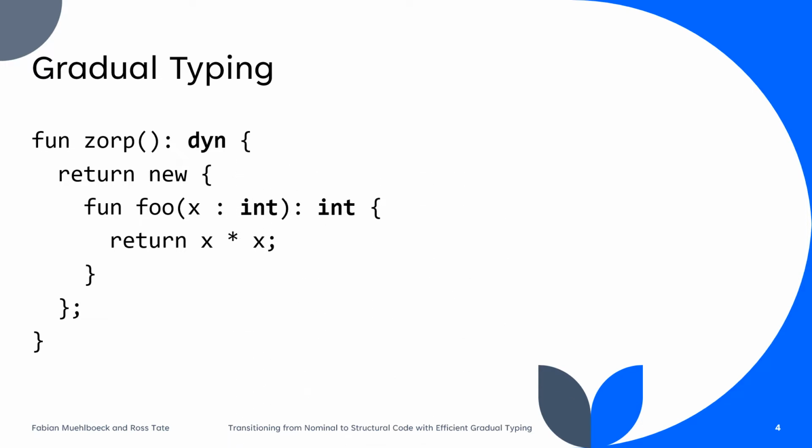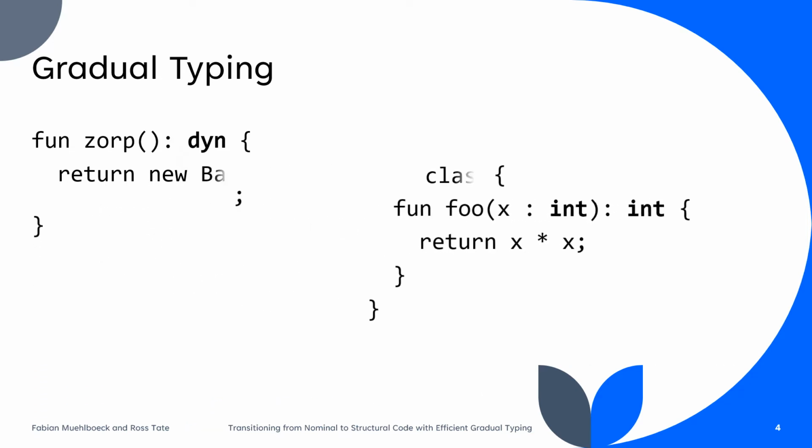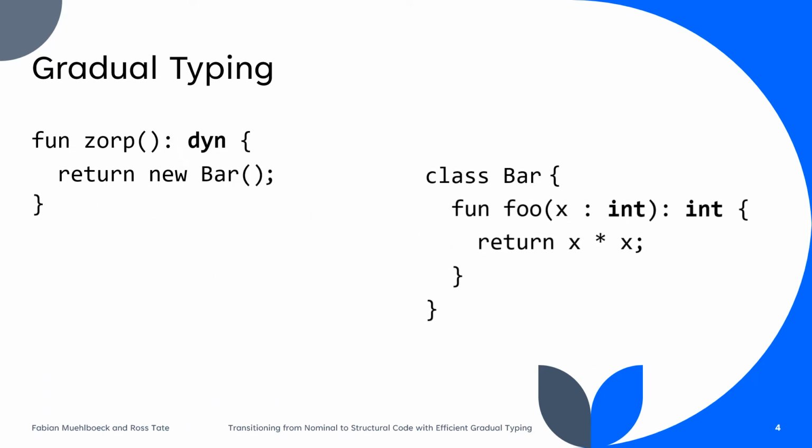On the other hand, if we were to refactor this into code using a nominal class, then the nominal type would enable the compiler to know that foo's implementation can be found at a fixed offset within the object's vtable. In this way, migrating code can involve more than just a shift in typing discipline. It can involve a shift in paradigm as well. And our work is the first to bridge this gap.